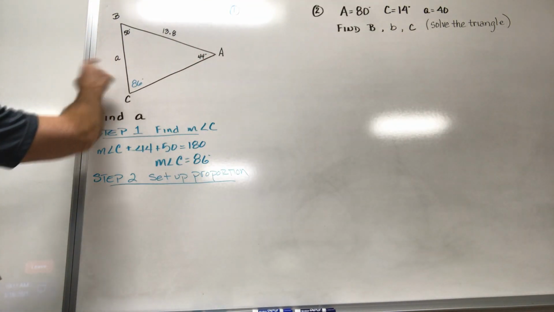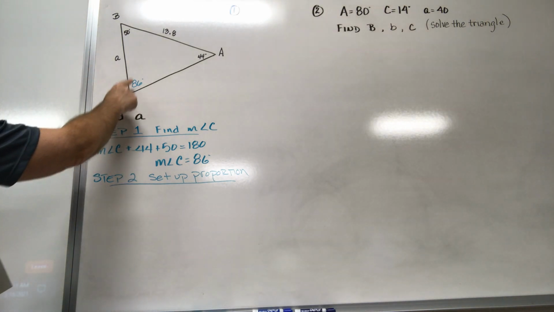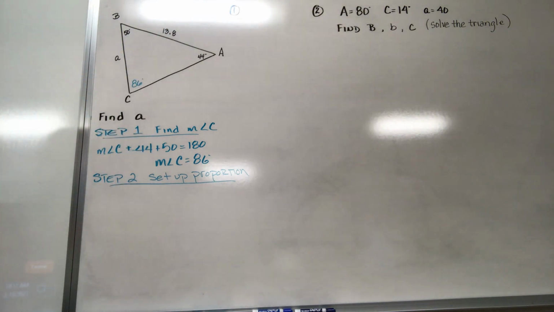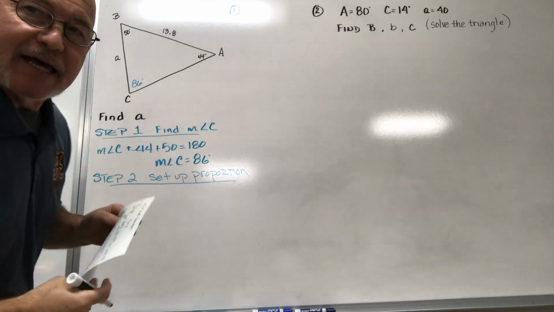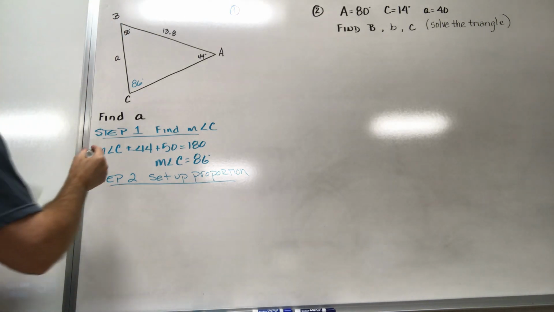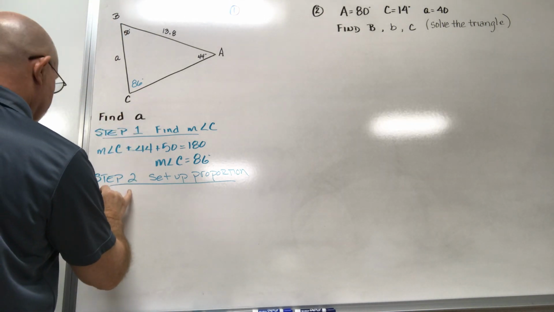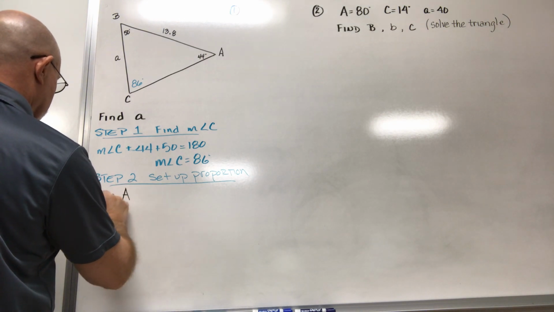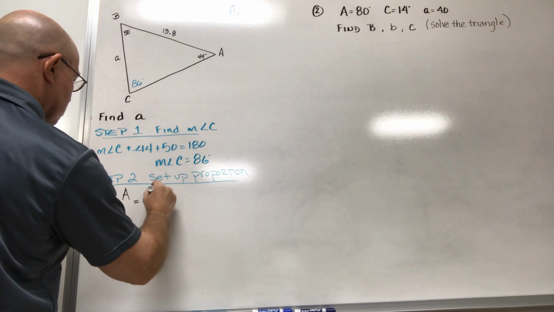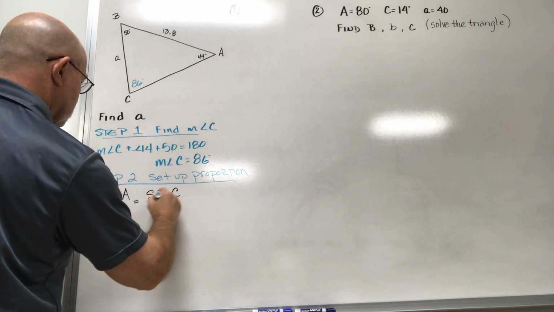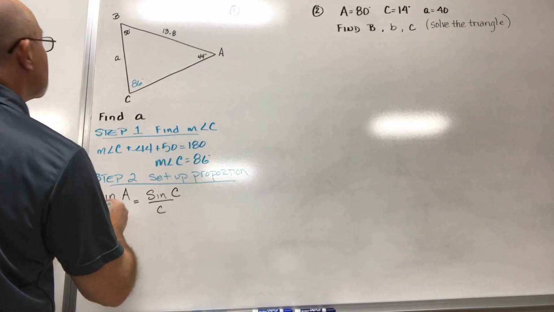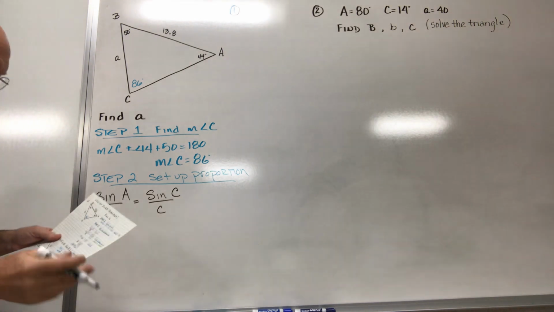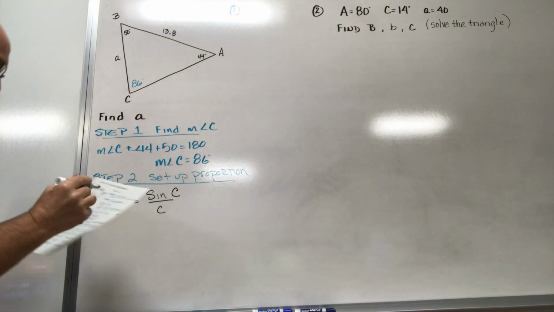Sine of A over a, sine of C over c. The little letters are always opposite the angles. So now you're going to use chart or calculator for this.